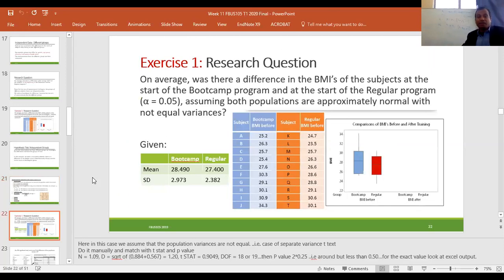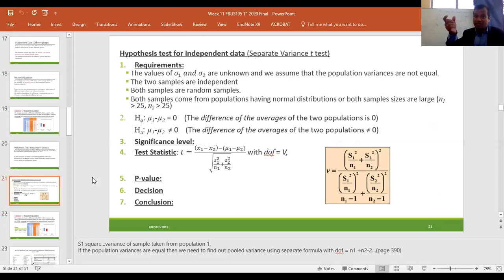Let's do this sum then. I'm assuming that we are all on the same platform. So for this sum, the same sum: on average, was there a difference in the BMI of the subjects at the beginning of the program for both the groups, boot camp and regular group? And we have to test this at alpha equal to 0.05. So the level of significance is given as 0.05. Assuming both populations are approximately normal, so the criteria is somehow fulfilled, with not equal variance. Not equal variance means it is a case of separate variance t-test.